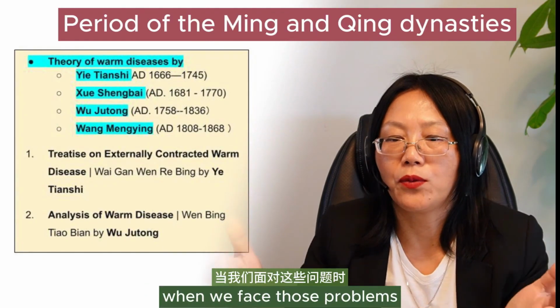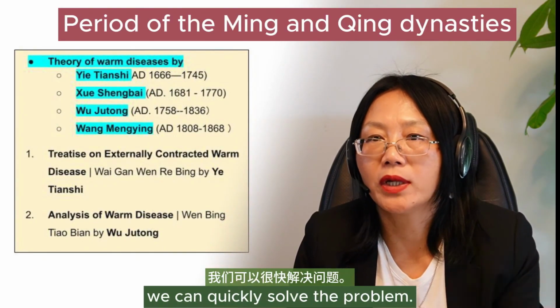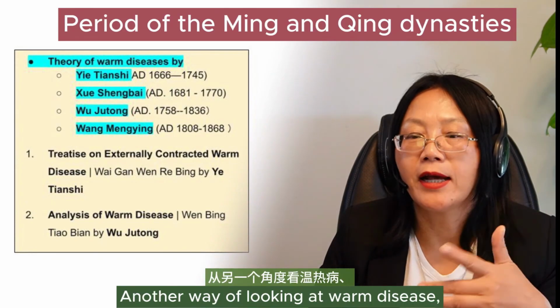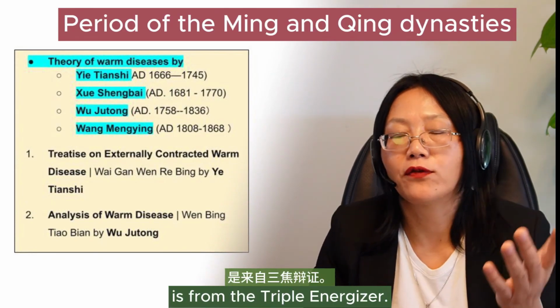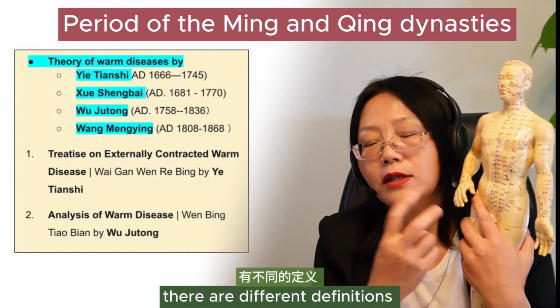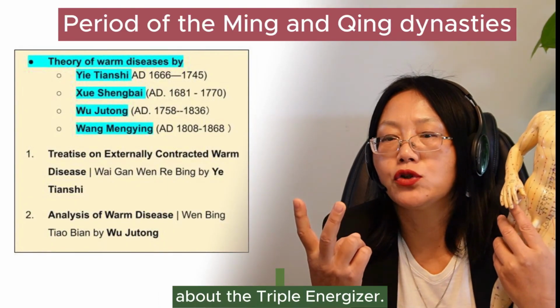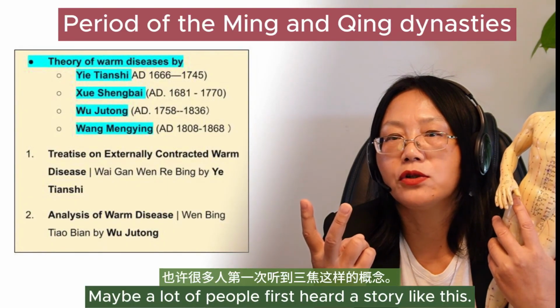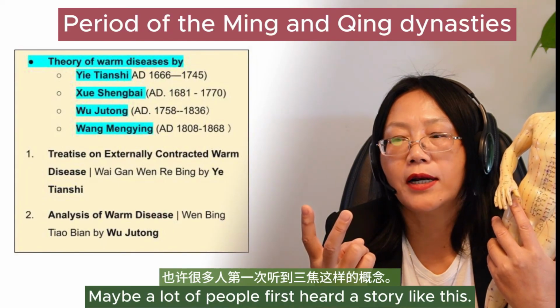In this way, when we face those problems, we can quickly solve the problem. Another way of looking at the warm disease is from the triple energizer. So-called triple energizer, there are different definitions about the triple energizer. Maybe a lot of people first time heard a story like this.